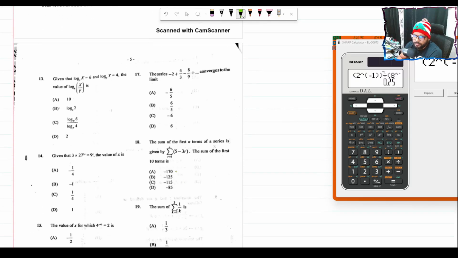If log of x to base p is 6 and log of y to base p is 4, log of x over y, that is a takeaway. So that's going to be log of x take away log of y, 6 take away 4 is equal to 2.